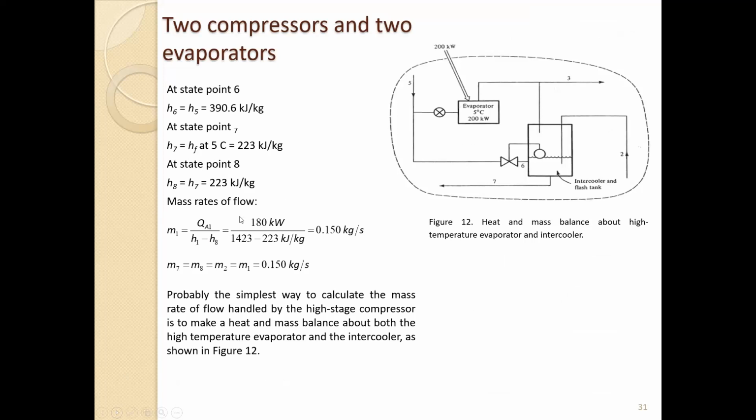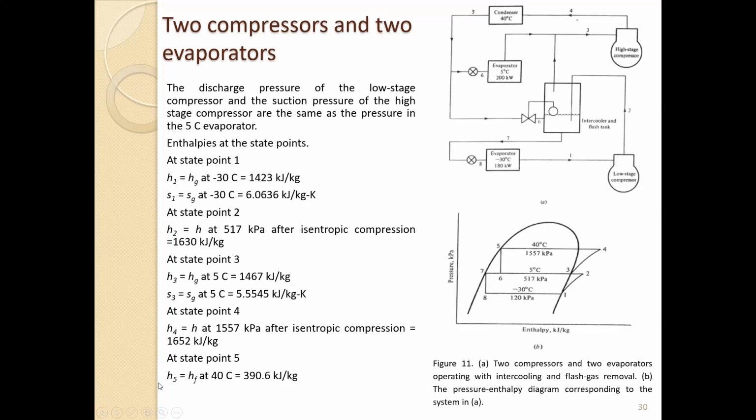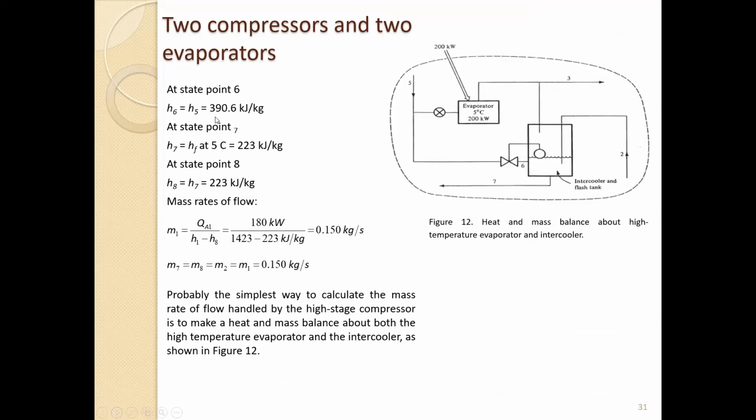Then at state point 6, ito yung 6. S6 is equal to H5, 390 kJ per kilogram. At state point 7, H7 is SF at 5C, 230 kJ per kilogram. At 8, H8 is equal to H7. So the mass flow rate of flow M1 is equal to QA1 over H1 minus H8, is equal to 180 kilowatt over 1423 minus 223, is 0.15 kilogram per second. Ba, yung M1.